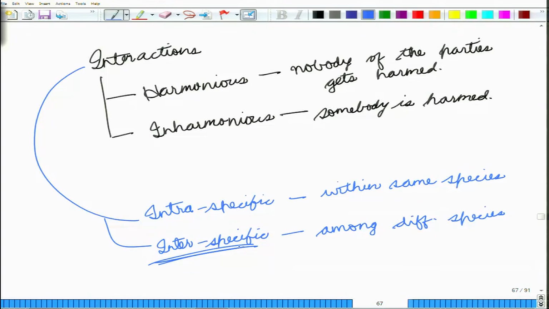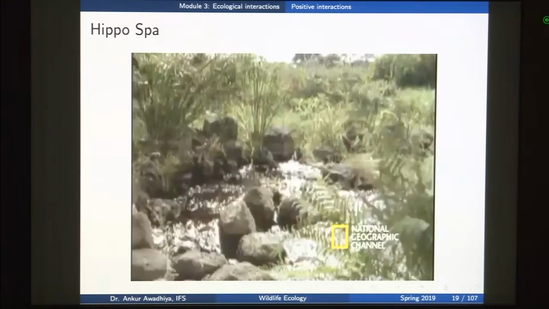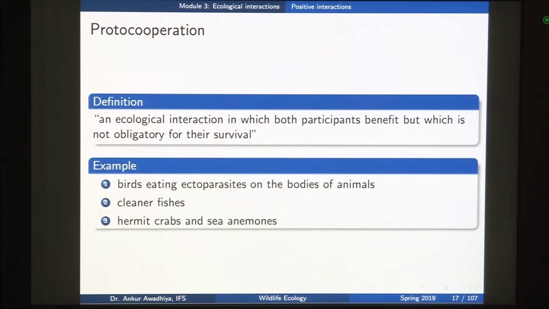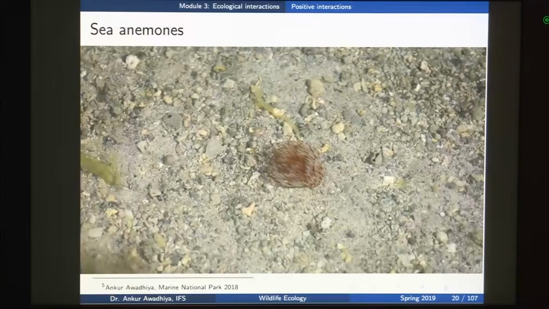Now, in the case of interspecific interactions, we saw a number of examples. Some examples are commensalism, mutualism, then we had proto-cooperation. In the case of proto-cooperation, both the organisms were getting a benefit, but this is not obligatory for their survival, they can live even otherwise. So, you had this example of the giraffe and the birds. The giraffe is providing food to the birds, and the birds are removing insects from the giraffe, so both are helping each other, but they can remain away from each other.